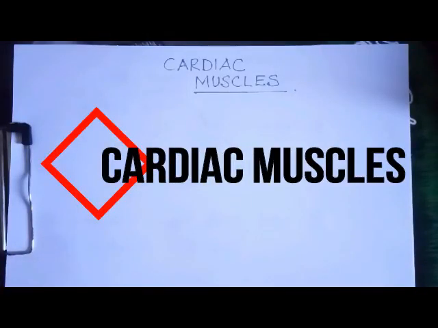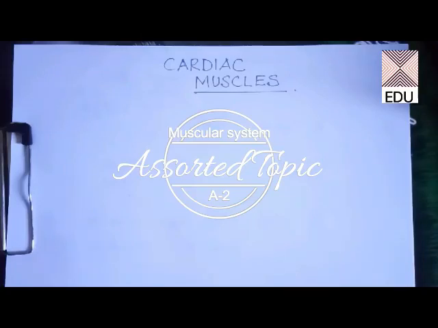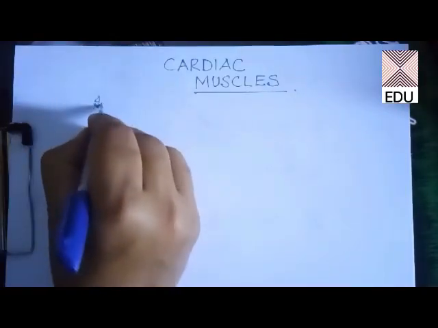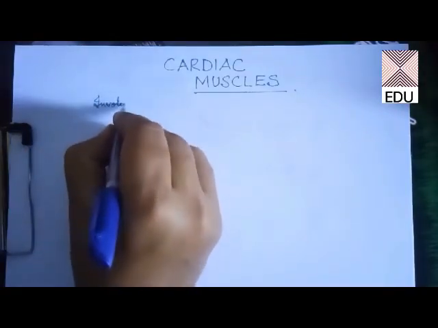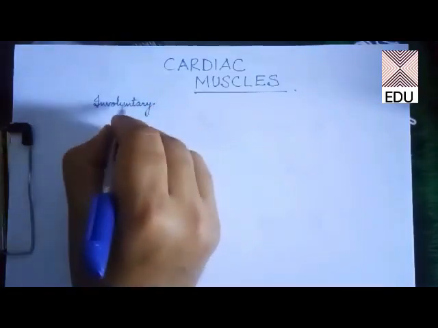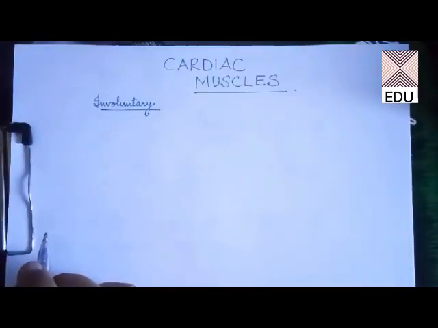Very good morning, students. So today we are taking up the next topic under muscular system, and this is the cardiac muscles. So first of all, we should know that cardiac muscles are involuntary in nature. So in the very first topic of the classification, I had explained what is involuntary. So these are not under our conscious control, so that's why they are involuntary.